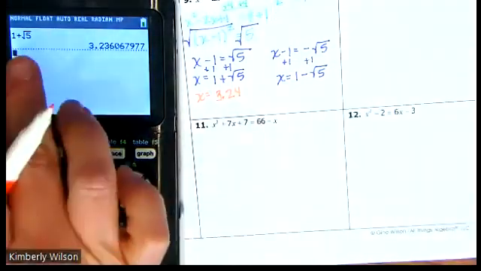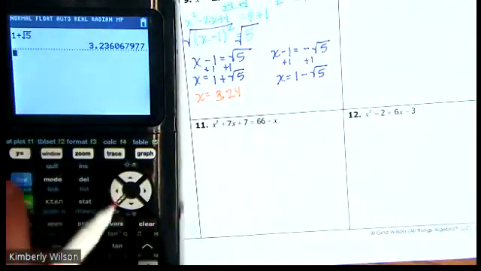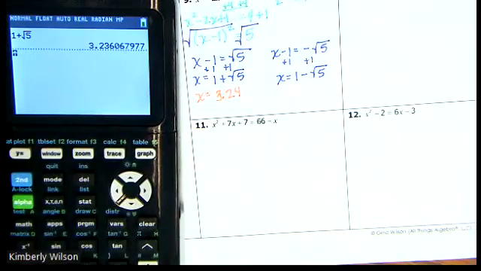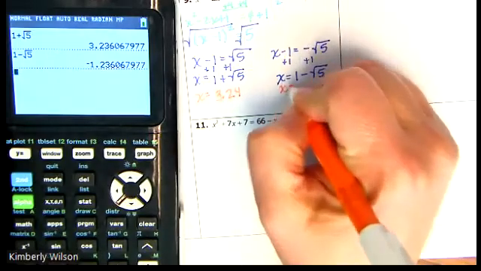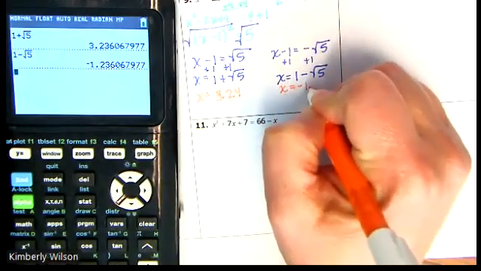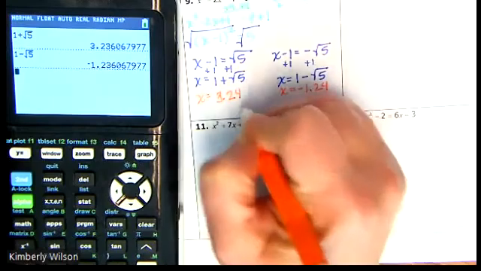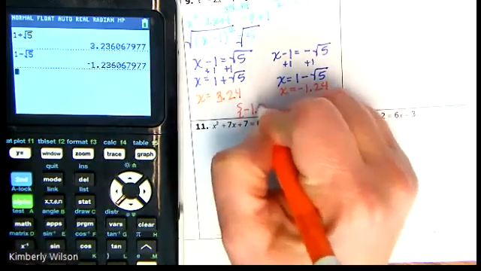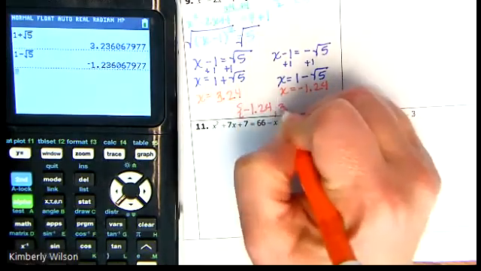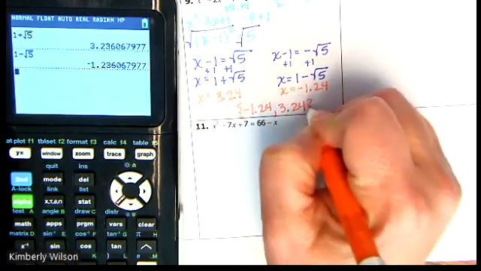So now all I'm doing is changing from a plus to a minus. So I can press second, enter, and it retypes it. And now I can just scroll back and change the plus to minus. Press enter, and I get that x equals negative 1.24. So my solutions are negative 1.24, comma 3.24.